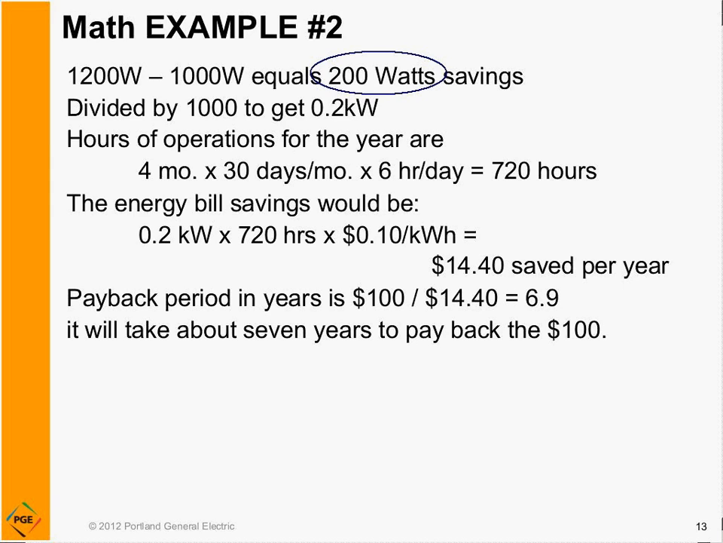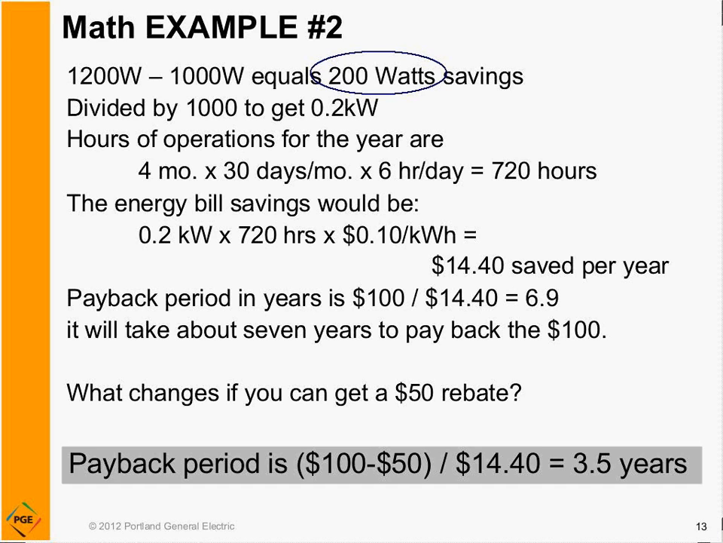Now my question to you would be, what happens if the Energy Trust of Oregon or some other entity comes along and says, I will give you a $50 rebate to do this project? Well, what happens is the payback period is now different because I have the $100 minus 50. So I only have $50 out of pocket. Divide by the 1440, it's 3.5 years. So a $50 rebate cut the decision point to half.